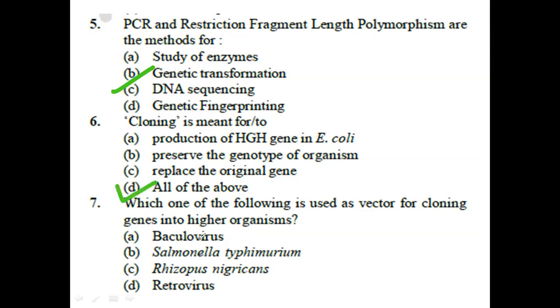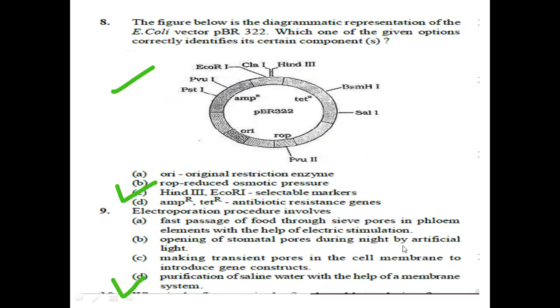Which one of the following is used as a vector for cloning genes into higher organisms? That is retroviruses. The given figure is a diagrammatic representation of E. coli plasmid PBR322. Which one of the following given examples correctly identifies the certain components?